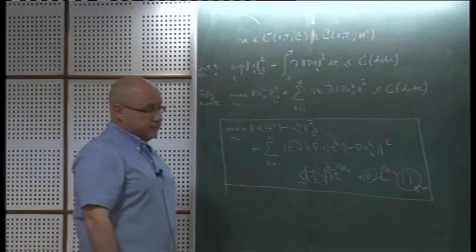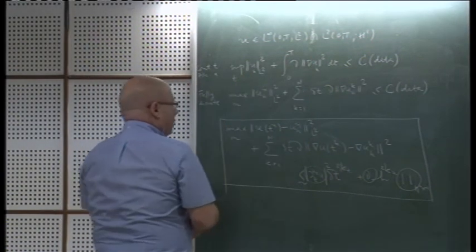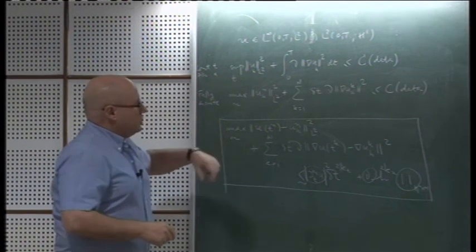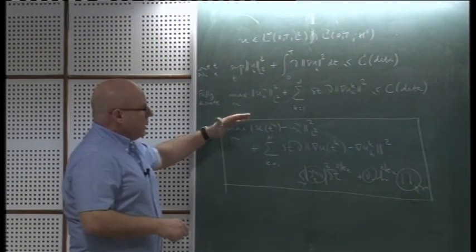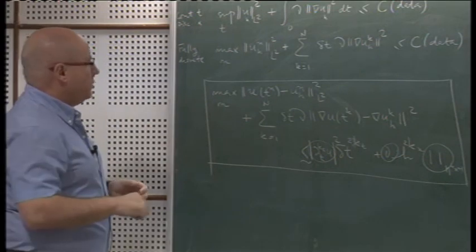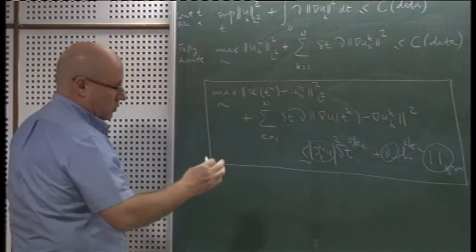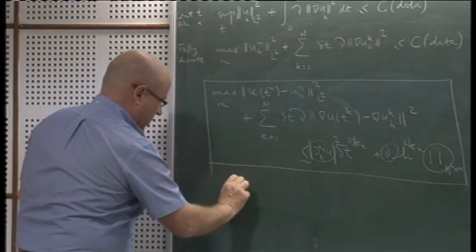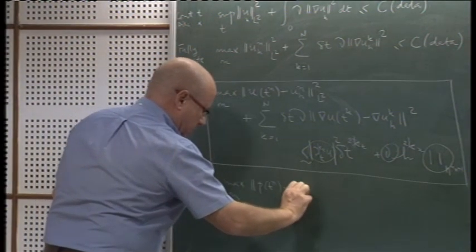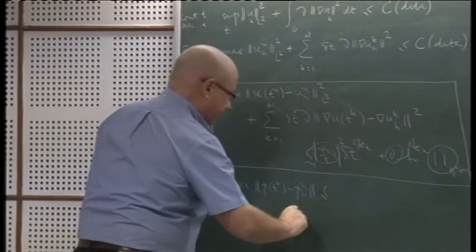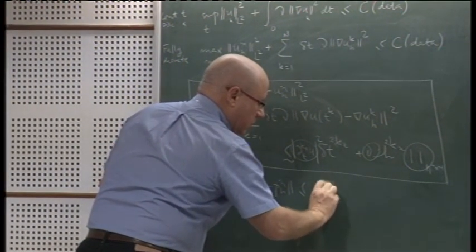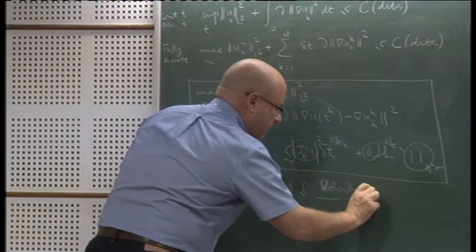When you have pressure, the problem is that pressure and Navier-Stokes don't match very well. Usually pressure estimates are very difficult to obtain, because once you have velocity estimates, you can obtain pressure estimates afterwards. The pressure estimates usually look as follows: maximum in n of the pressure at tn minus p_h^n is bounded by something that depends on the velocity error. Okay. But those are difficult to obtain.